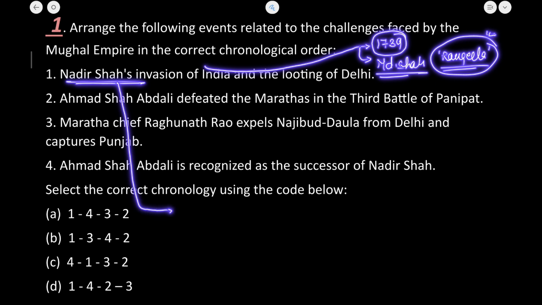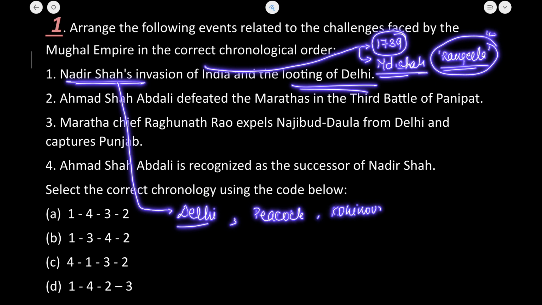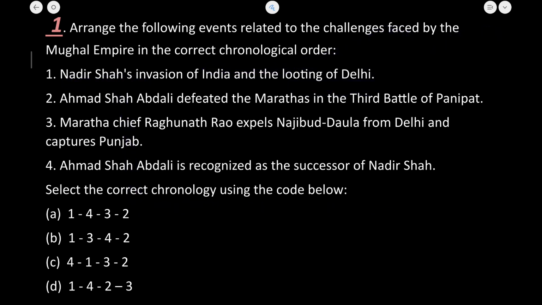Nadir Shah is also known to loot Delhi. He looted Delhi, that is mentioned here. And the next point is he also took away the Peacock Throne and the Kohinoor diamond from India. Okay, so this invasion of Nadir Shah happened in the year 1739. Now let us see the other option.